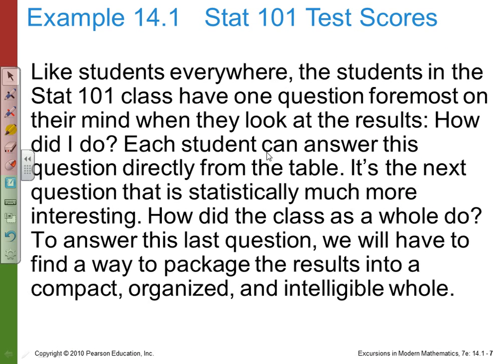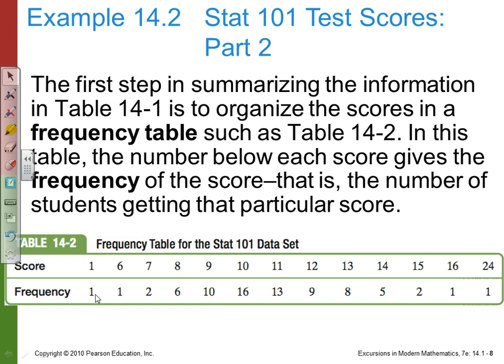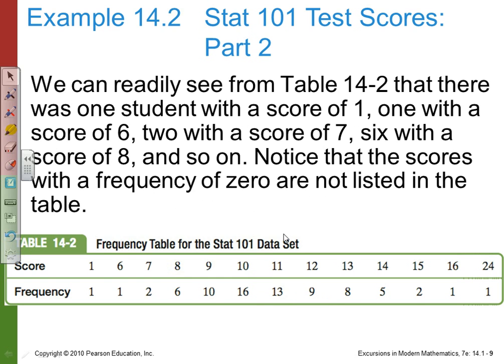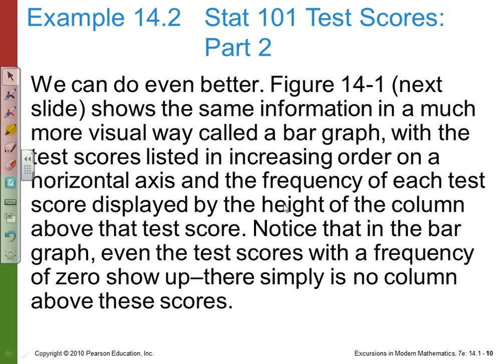Like students everywhere, students want to know how well they're doing, so we'll have to do something and package the stats. So here we go. We have a frequency chart. The frequency table is 1, 1, and 1, 6, and 124. Is that 24 out of 24? Probably. Might be 24 out of 25. It's hard to say. In general, no one did well on the test. We can readily see from the table one student scored 1 and one student scored 24. Okay, that's fine. Thank you very much.